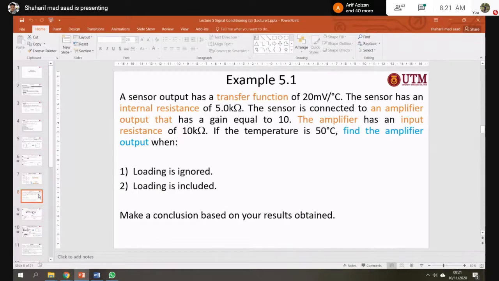A sensor output has a transfer function of 20 millivolt per degree. The sensor has the internal resistance of 5 kilo ohm. The sensor is connected to an amplifier output that has gain equal to 10. The amplifier has the input resistance of 10 kilo ohm. If the temperature is 50 degree, find the amplifier output when loading is ignored.